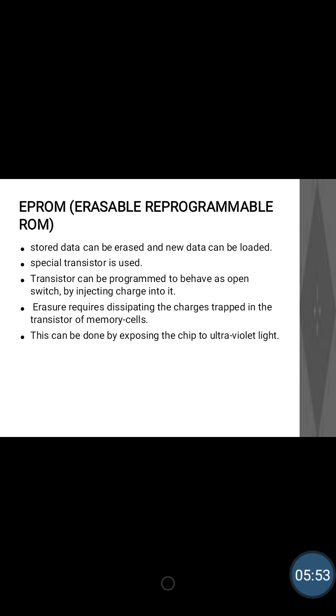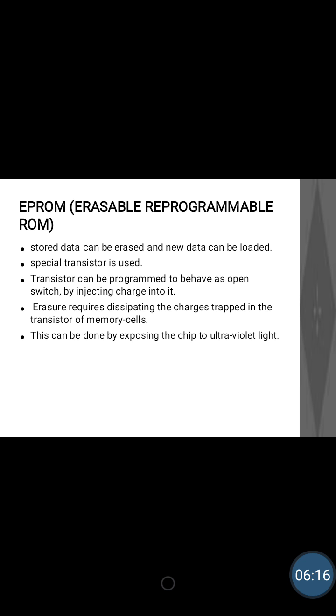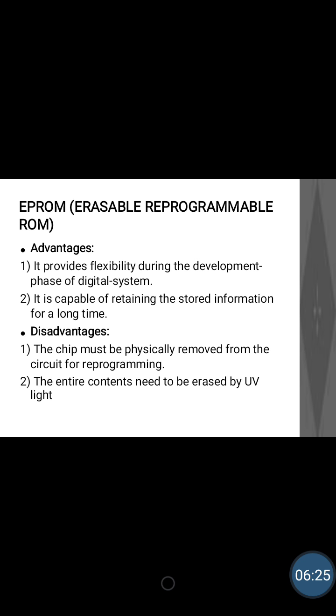How can we do this? By injecting charge into the transistor, I can make it act as a permanently open switch, or erasing of the contents of the transistors can be done by exposing the chip to ultraviolet light. Where I need to delete the contents, those cells can be exposed to ultraviolet light and erasing will be done. It again has its own advantages and disadvantages.